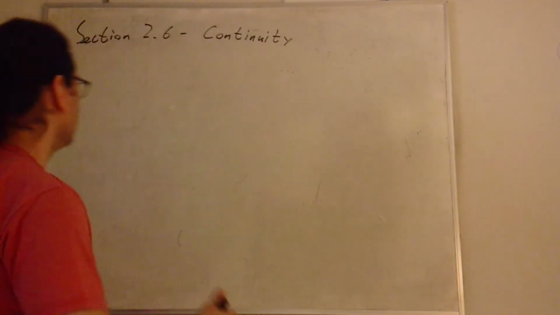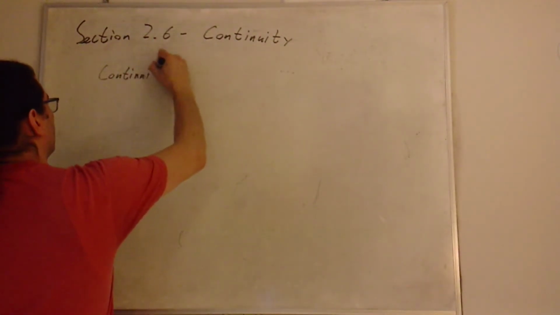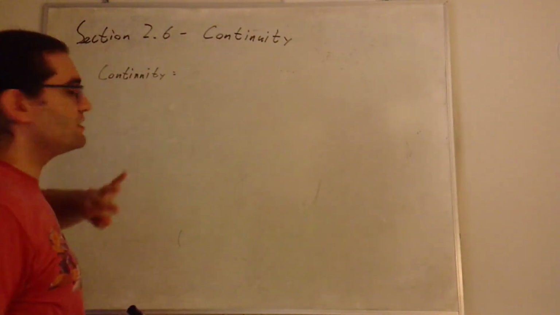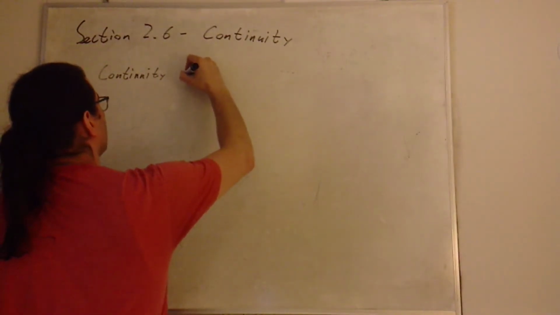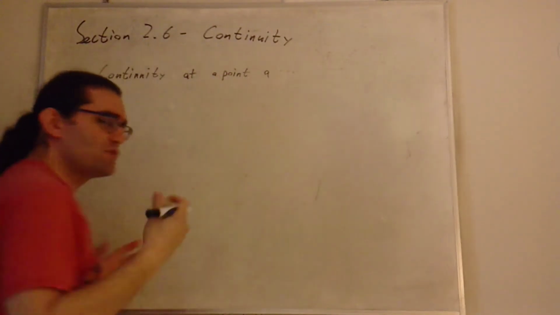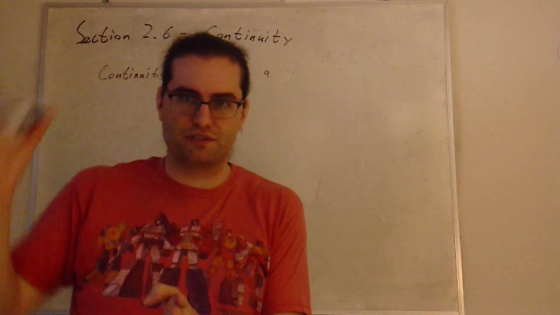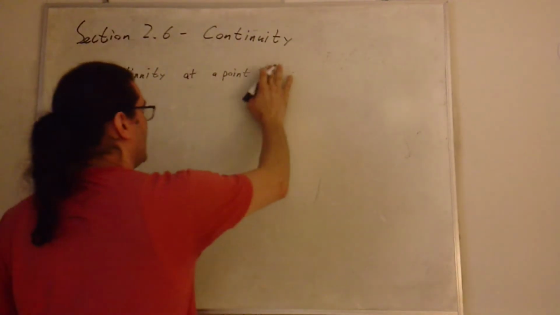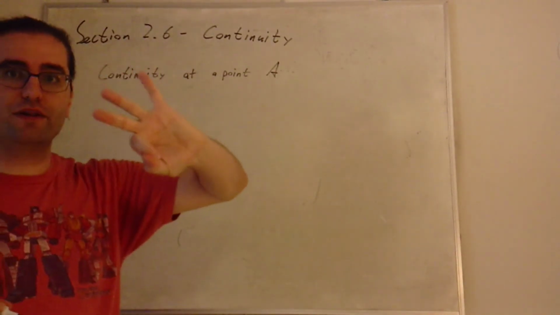So, analytically, we can talk about continuity as having 3 pieces. For something to be continuous at a point, let's say continuity at a point A. Because we already talked about how things are continuous on certain regions and discontinuous at points or other regions, we're going to talk about continuity at a point A. Continuity at the point A means 3 things.